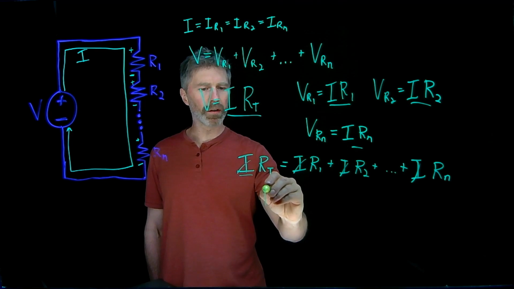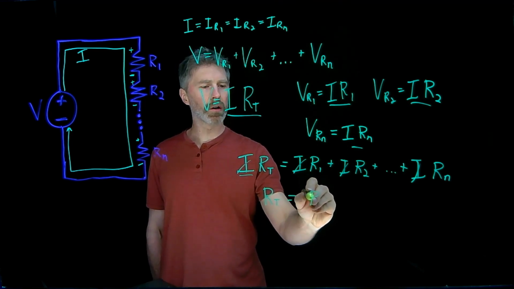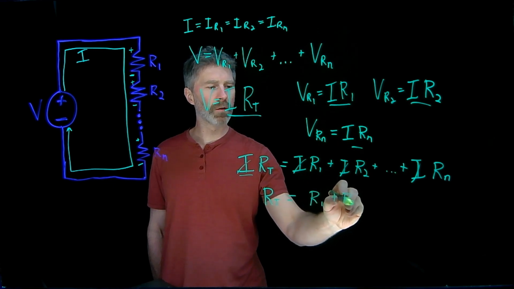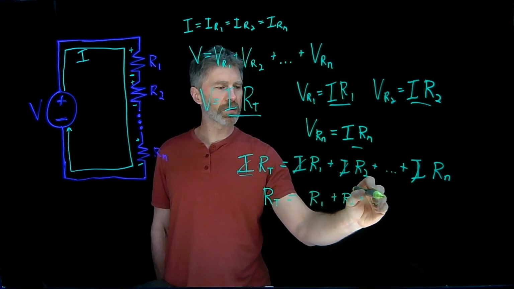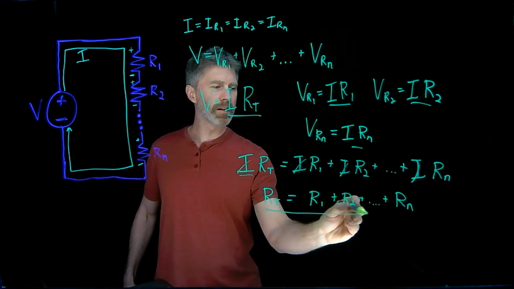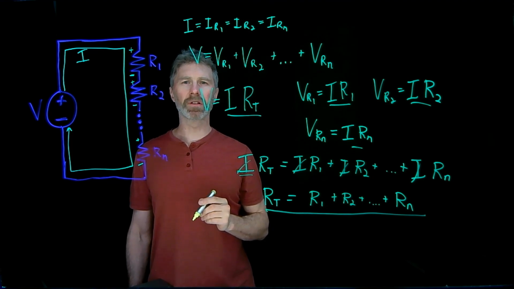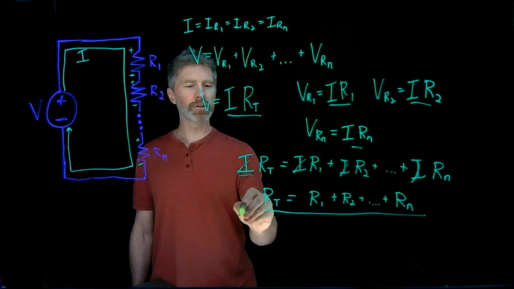And what we end up with is RT, that total resistance, is equal to R1 plus R2 plus all of those other resistors all the way up to Rn. And that is the expression for calculating the total resistance when you have resistors in series with each other. And that's it. That's what I wanted to show you.